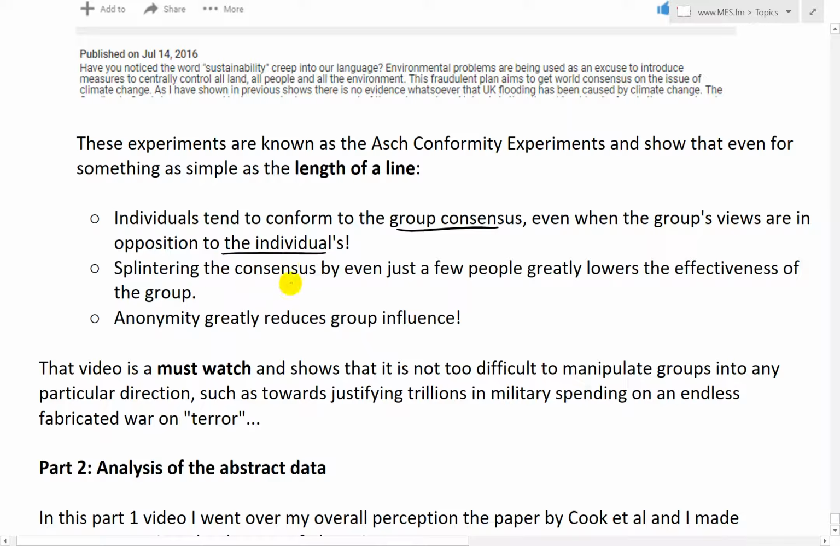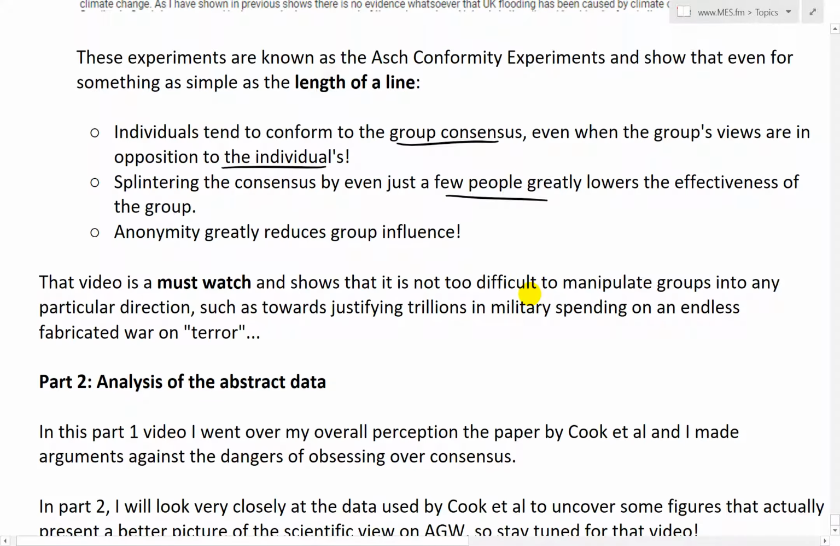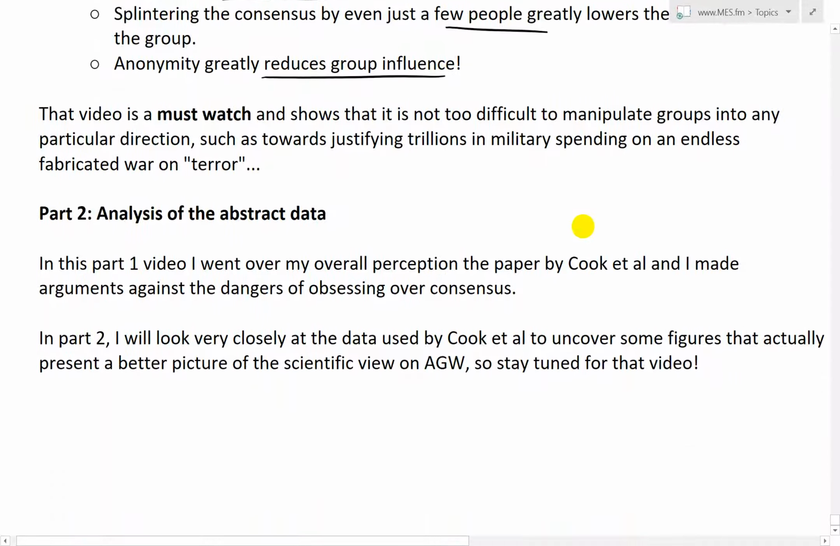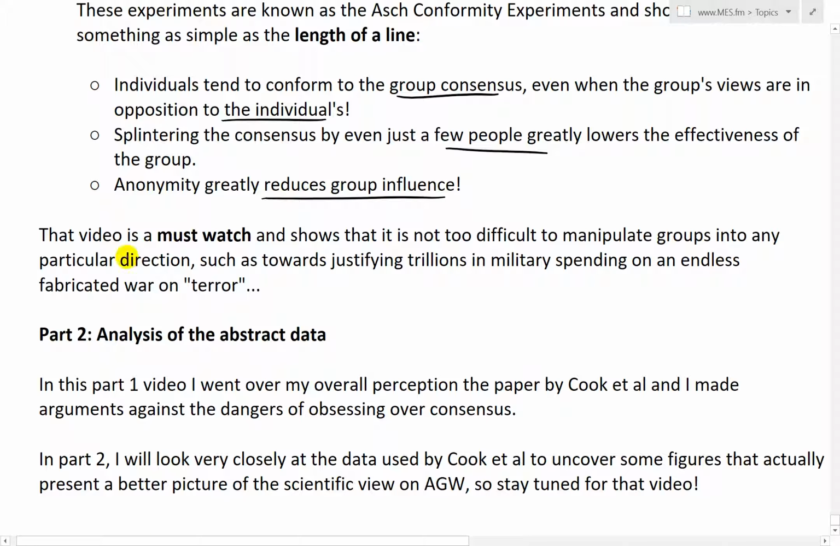But then also interesting, splintering the consensus by even just a few people greatly lowers the effectiveness of the whole group. Which is why they're pushing so hard against anyone dissenting, because even with just a few, all of a sudden you have more people willing to dissent. Anonymity also greatly reduces group influence, which is very interesting. If no one can see you saying something and you put it anonymously, you're likely going to state your actual true feelings without feeling the backlash of the group. So that video is a must watch.